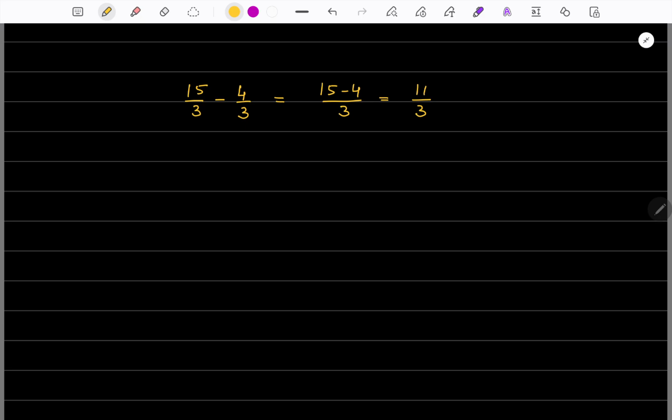Let's take one more example for subtraction, that is 11 by 17 minus 9 by 17. So we write 17 as such at the bottom and we subtract 9 from 11. So we get 2 by 17 in the answer. So this was about addition and subtraction of like fractions, which is quite simple. We simply add or subtract the numerators and write the denominator as such.